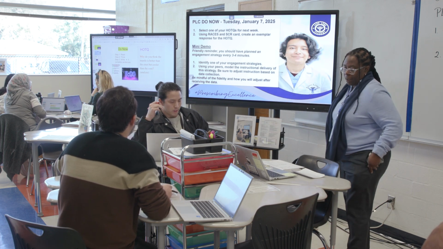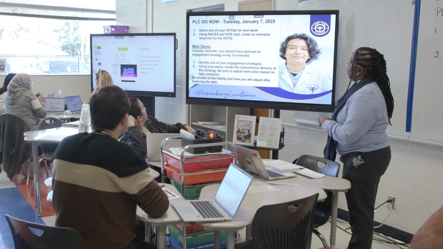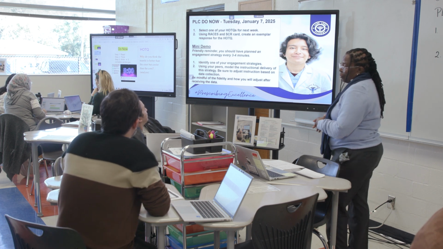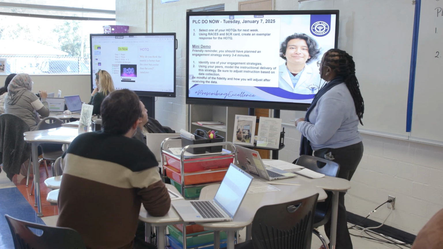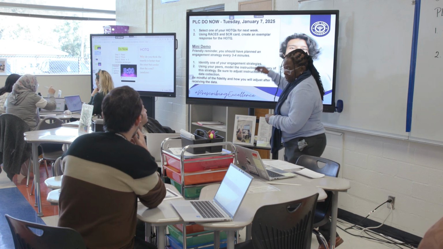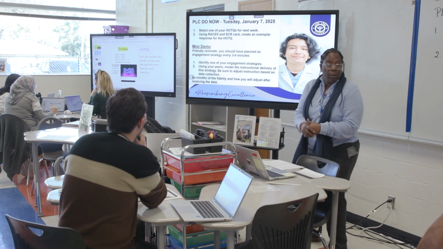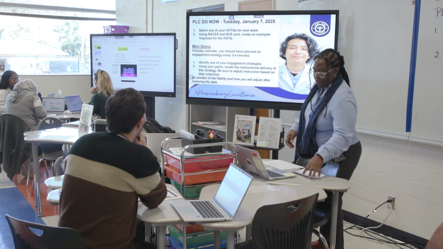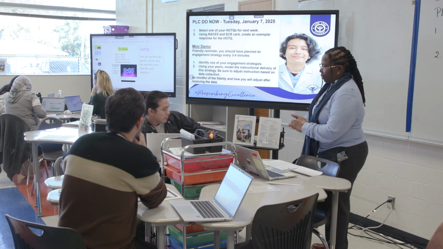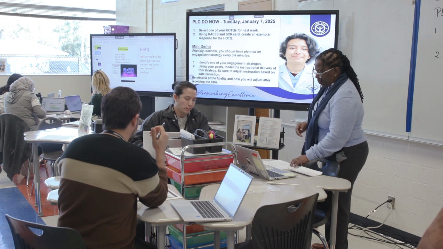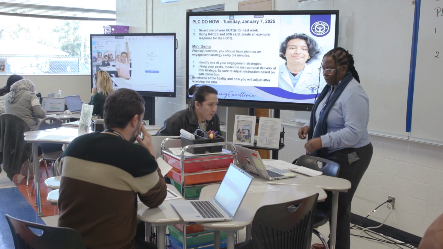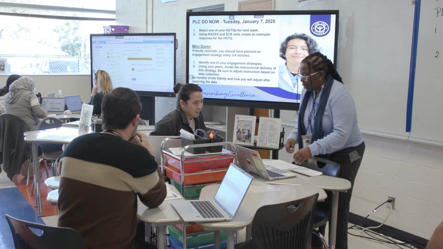I'll give y'all 5 minutes. We're going to look at a higher order thinking question for next week, and we're going to use RACE in order to answer that question. Once we answer that question, we're going to share out. So everybody had their response cards? Yes. Okay, so let's look at a higher order thinking question for next week.